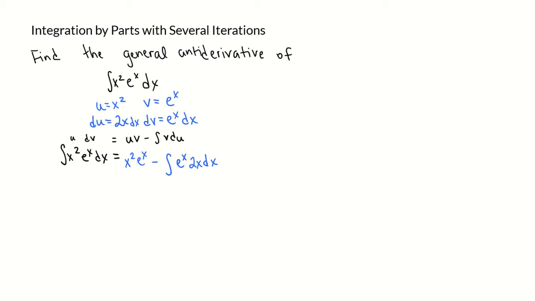But now if we look at this integral, we are still not able to integrate this. That means we're going to have to use integration by parts a second time. And for the second time, we'll let u be 2x and dv be e to the x dx again. Because again, that's going to make v just e to the x, and now du is going to be 2 dx.